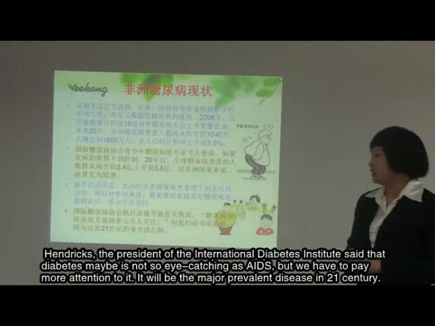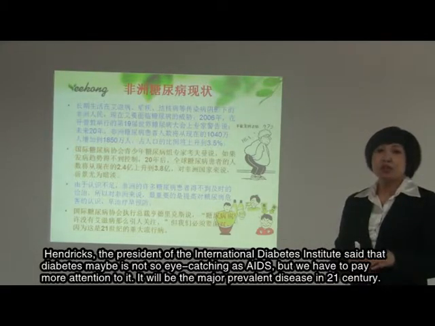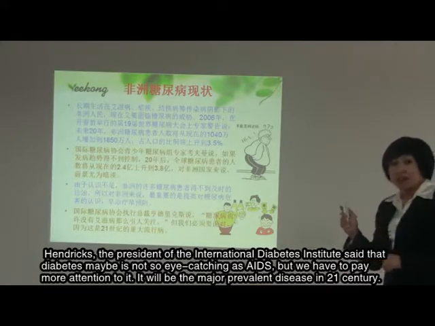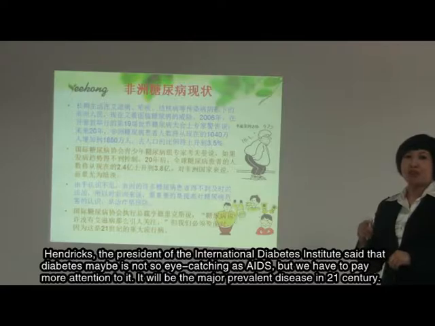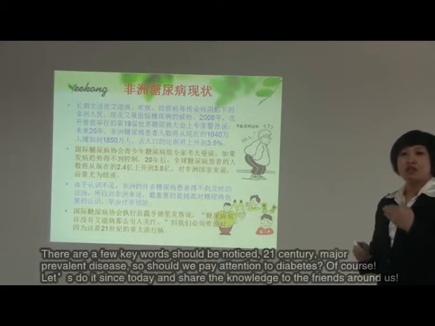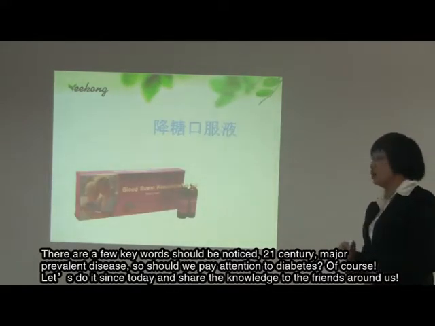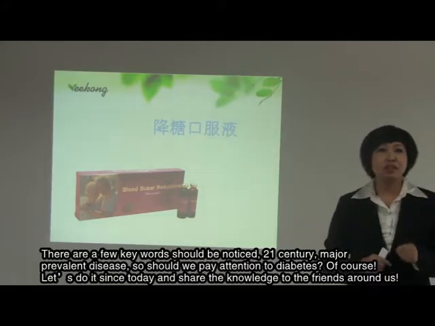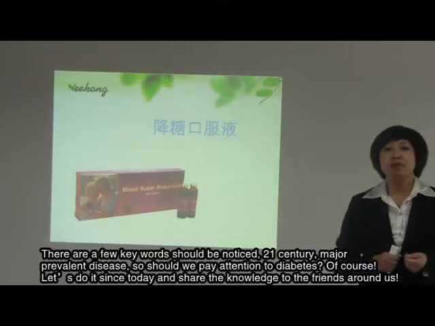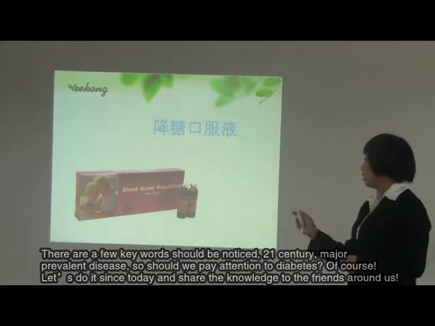Hendrik, the president of the International Diabetes Institute, said that diabetes maybe is not so eye-catching as AIDS, but we have to pay more attention to it. It will be the major prevalent disease in the 21st century. There are a few key words that should be noticed: 21st century, major prevalent disease. So should we pay attention to diabetes? Of course. Let's do it since today and share the knowledge with the friends around us.